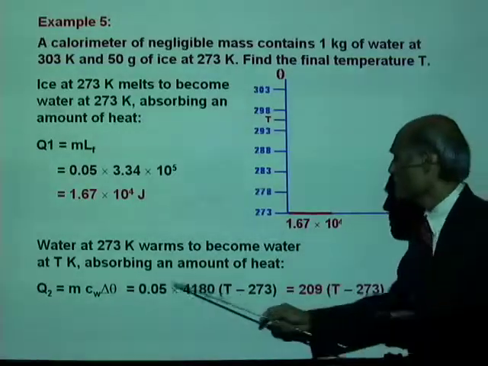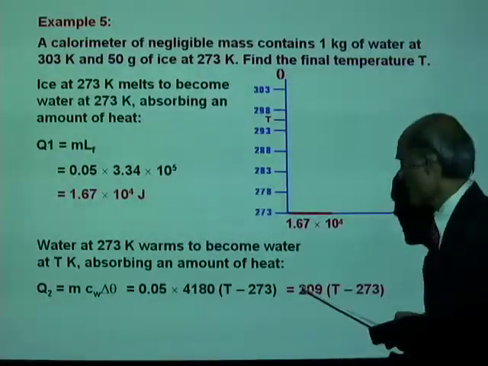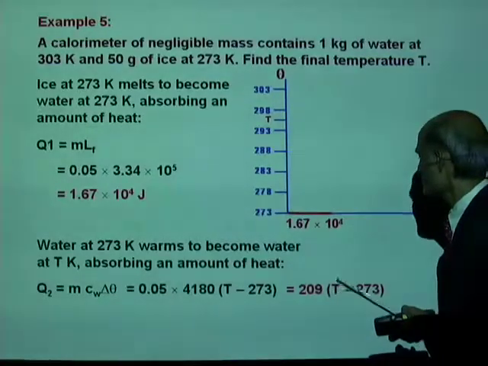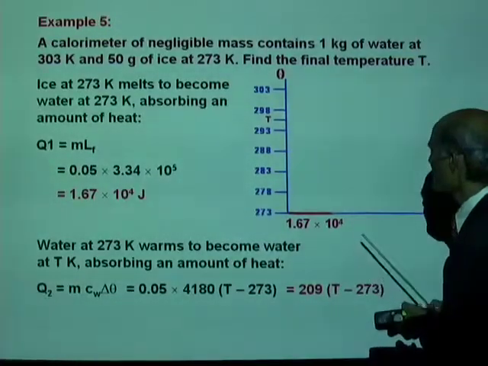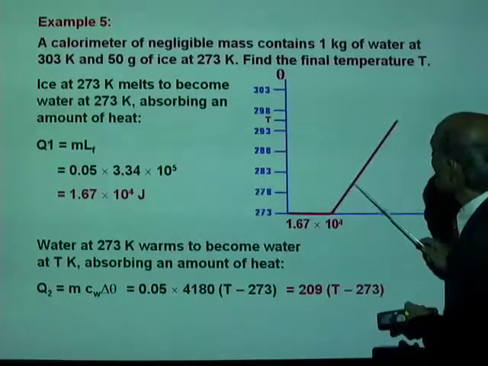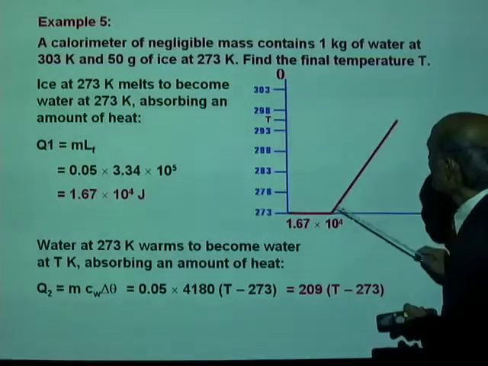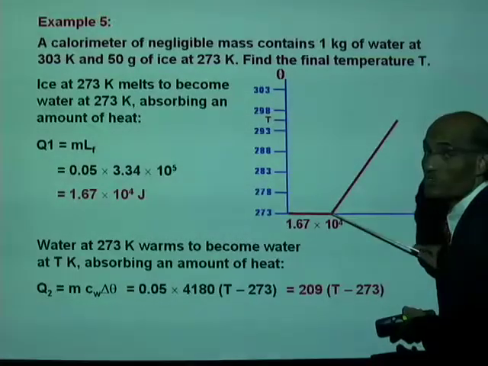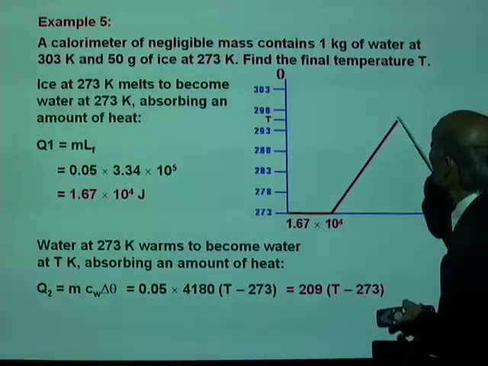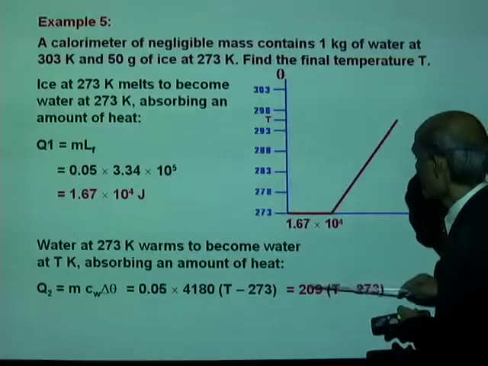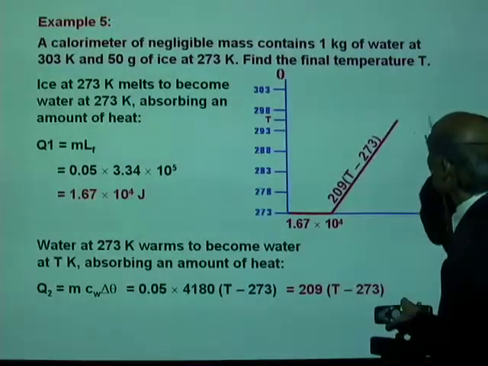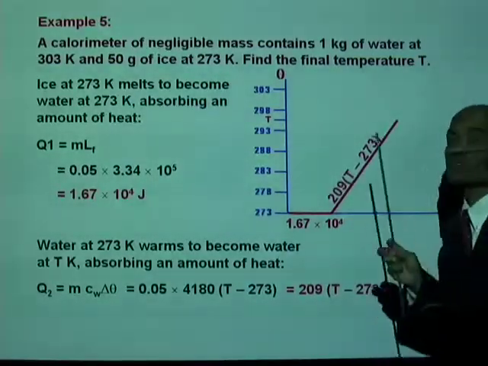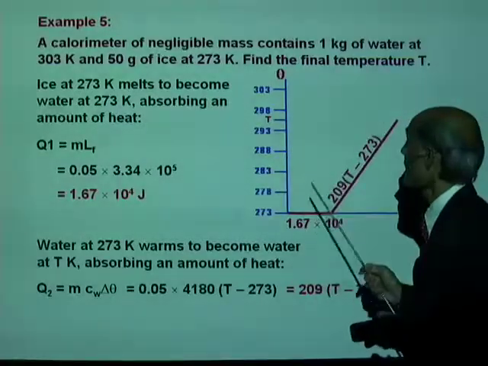Now that will be, multiply these two numbers, that will be 209 times T minus 273. And that is this quantity here. The amount of heat absorbed by water at 273 Kelvin to become water at T Kelvin is 209 times T minus 273.